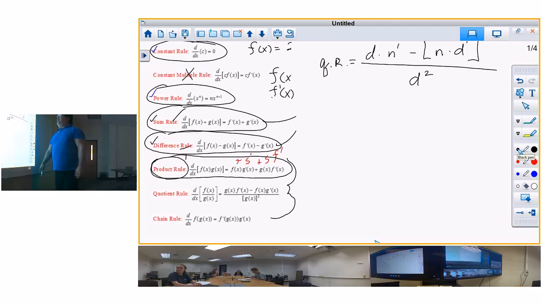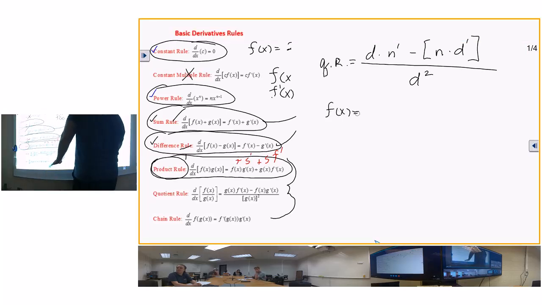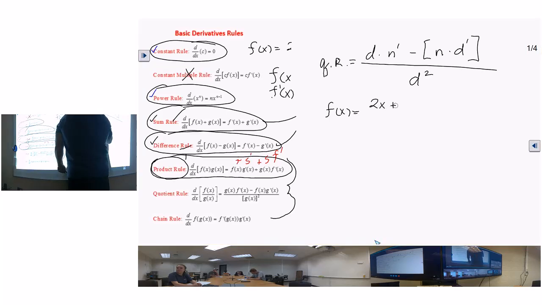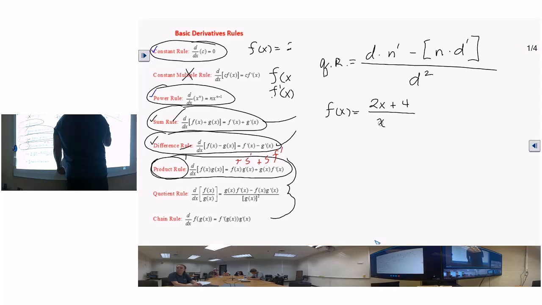Anyway, quotient rule. So let's do f of x is equal to, I'm going to give you an easy one, okay? 2x plus 4 over x minus 2.